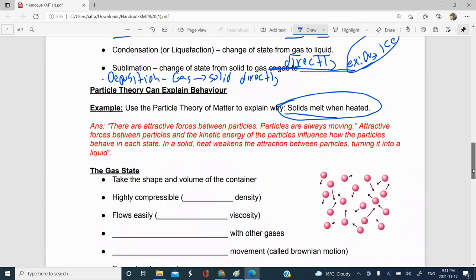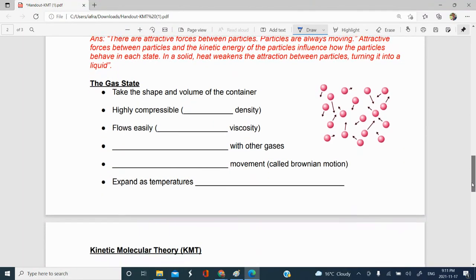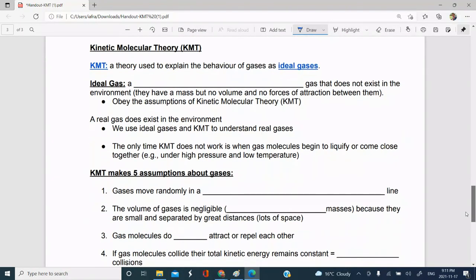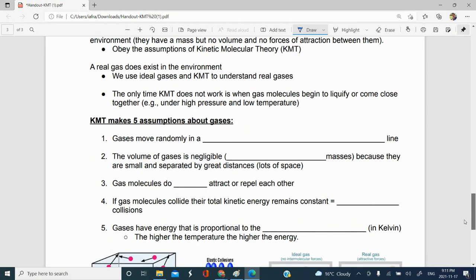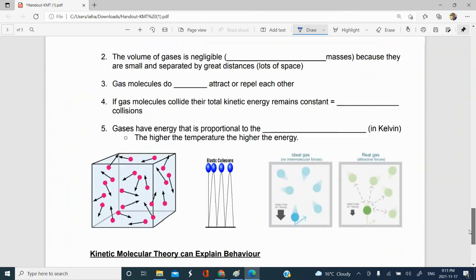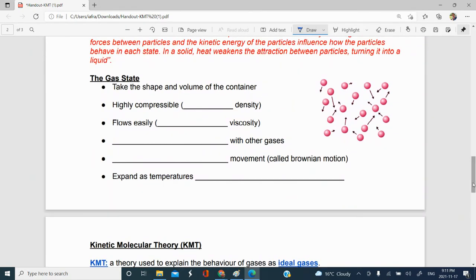So in the next video, we're going to go and focus on gases. We're going to talk about the properties of the gas state and the kinetic molecular theory and how we use that in order to understand gases in experiments for chemistry.